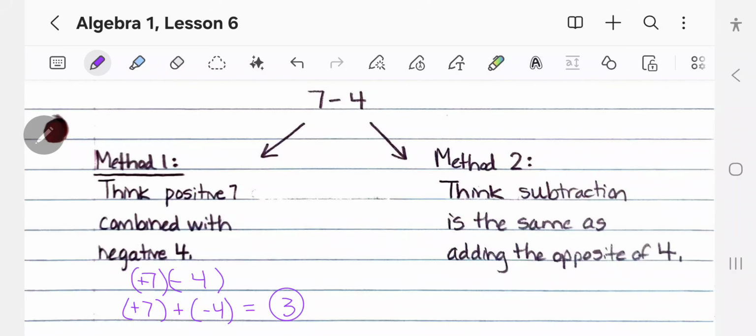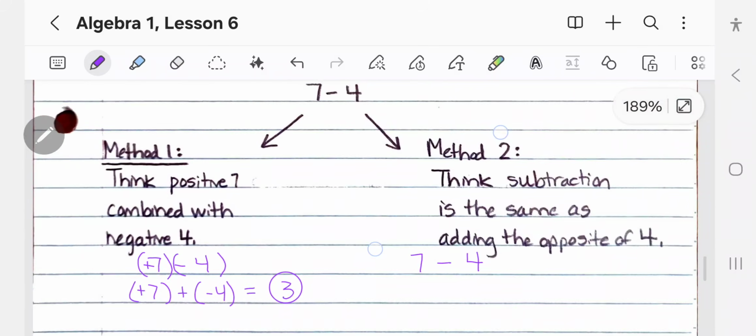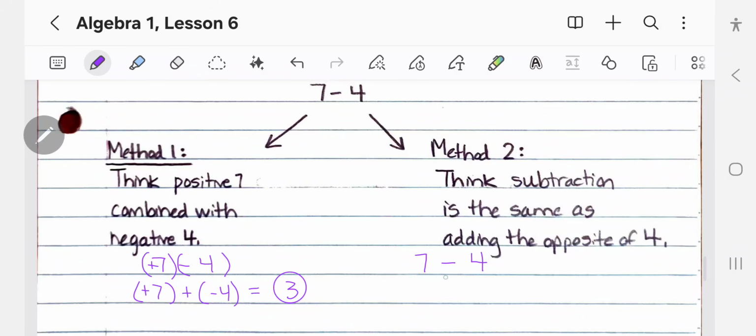But the new method is thinking of subtraction as the same as adding the opposite of 4. So I'm going to write it out and talk through it here. It's the same as saying 7 subtract 4. And subtraction is the same as adding, but it's not the same as adding, is it? We know subtraction is not the same as adding, because 7 minus 4 is not the same as 7 plus 4. But subtraction is the same as adding the opposite of 4. And then you end up getting the same thing we did in the other method.